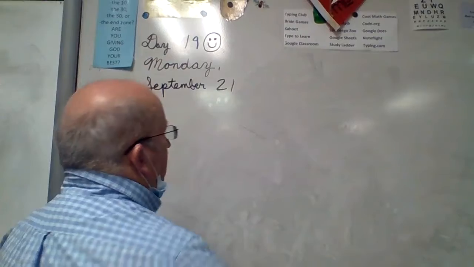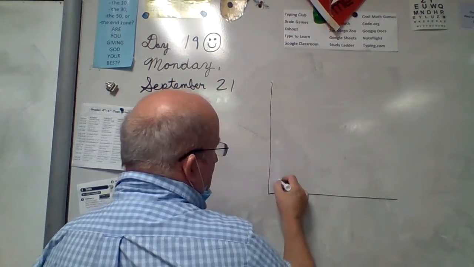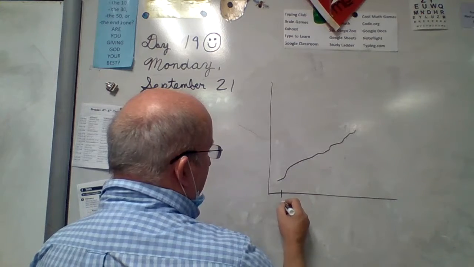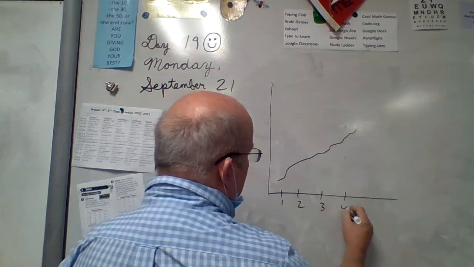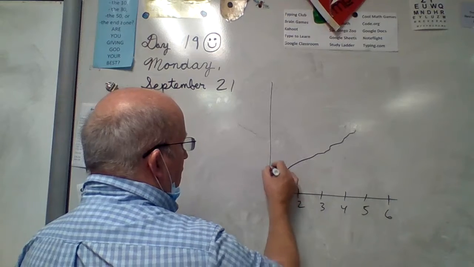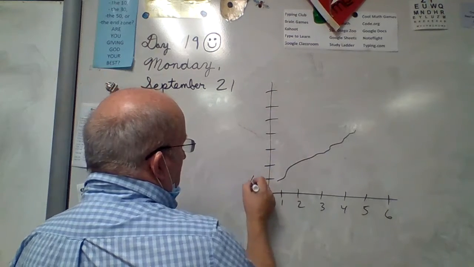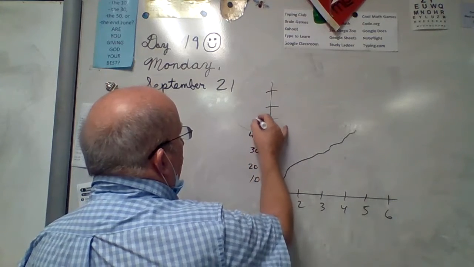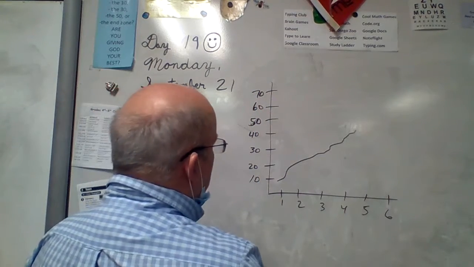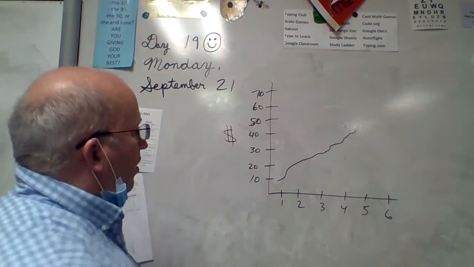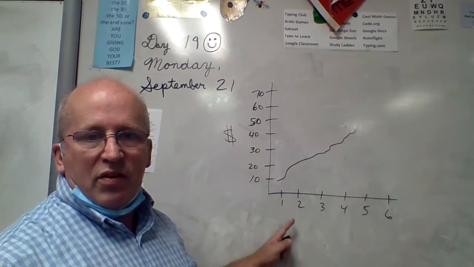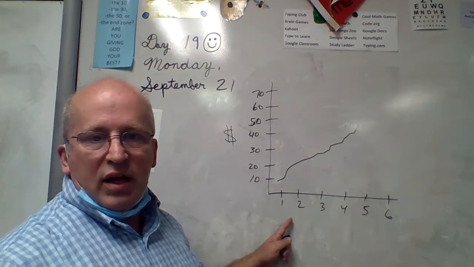Well, let's take a look at a graph up here on the board. If I put a line that looks like this, and if I put numbers on this graph like 1, 2, 3, 4, 5, and 6, and some more numbers over here, 10, 20, 30, 40, 50, 60, and 70, and I say to you that the left side represents the amount of money somebody's earned doing chores around the neighborhood, and this represents days of working at those chores.